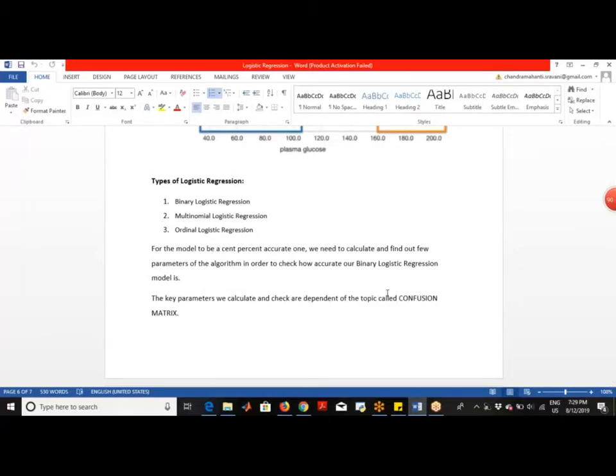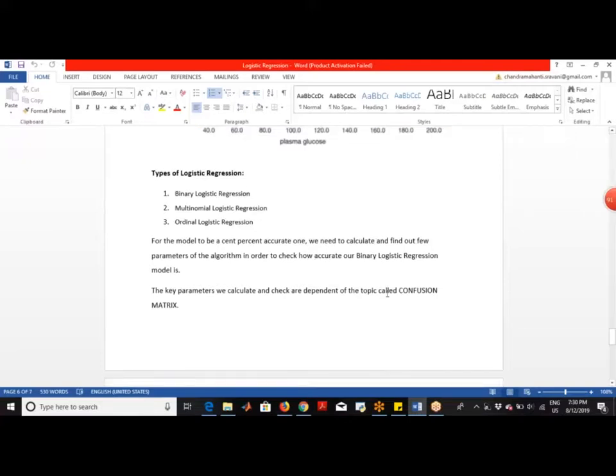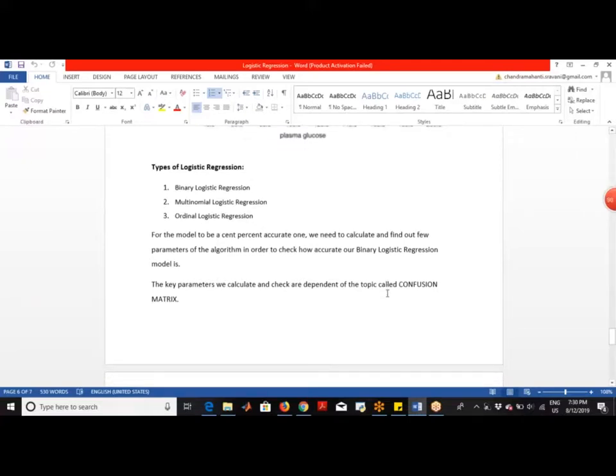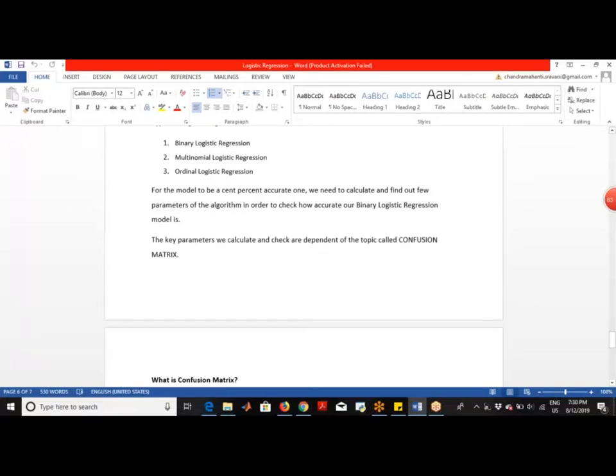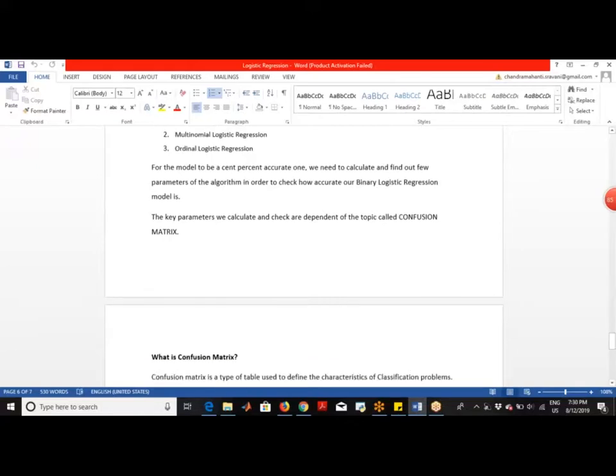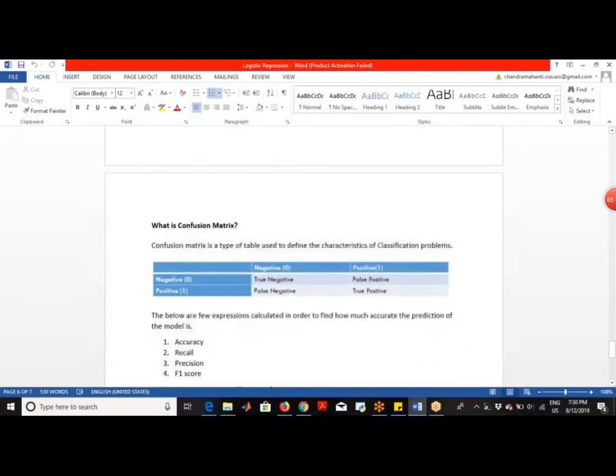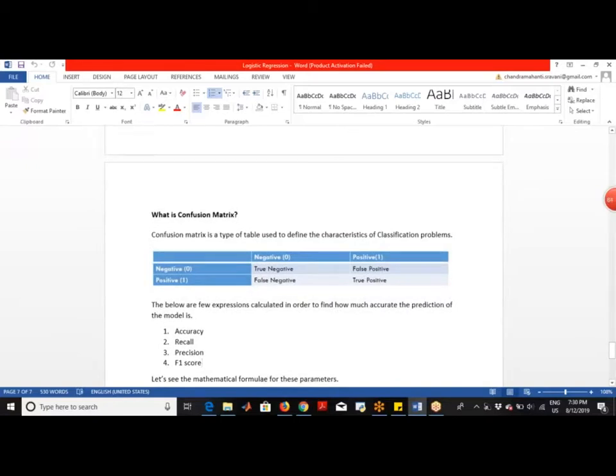But if you keep that aside, if you built a model and want to know how accurate it is, whether its prediction is correct or not, in order to check that, we have to do some checks and calculations and use a few parameters, which start with the basic knowledge of a confusion matrix. What is a confusion matrix? If you see here, there are four combinations: true negative, false positive, false negative, and true positive.